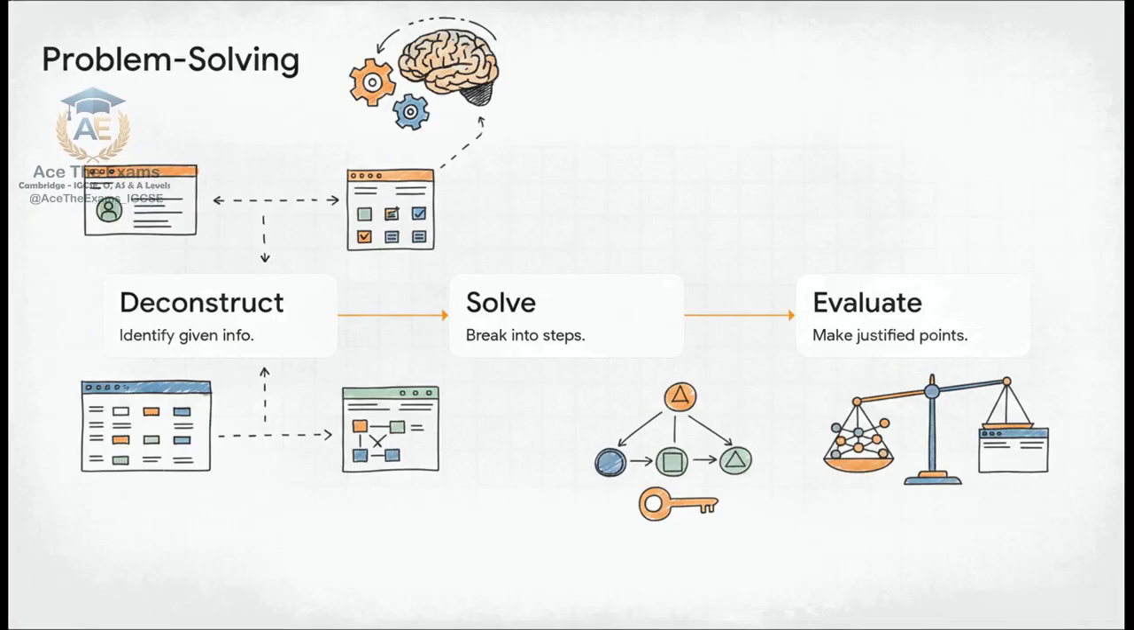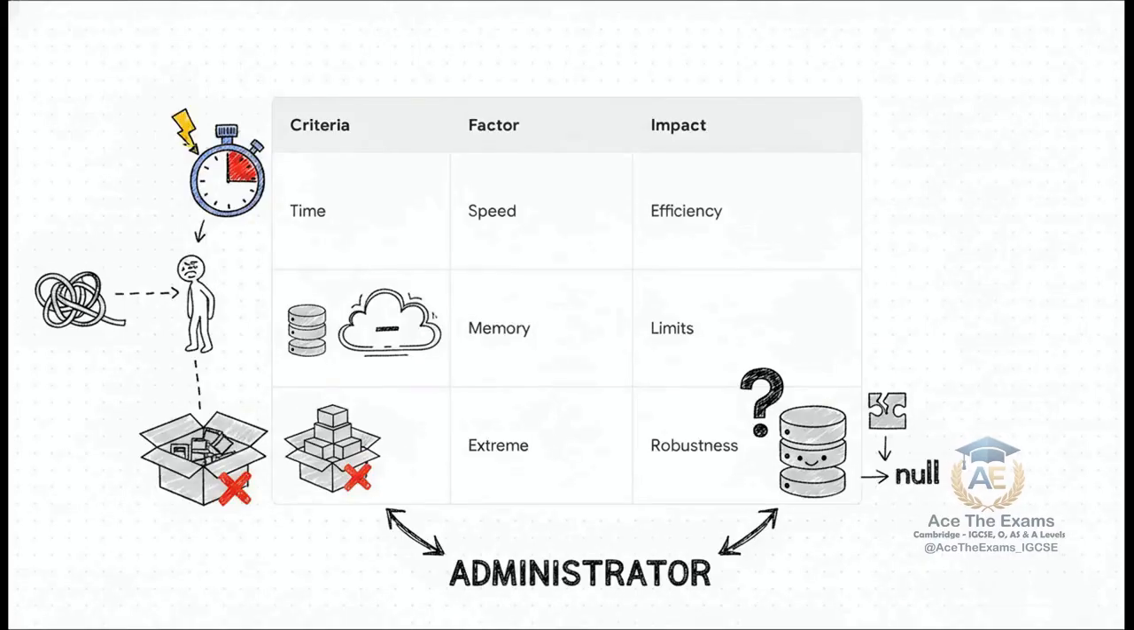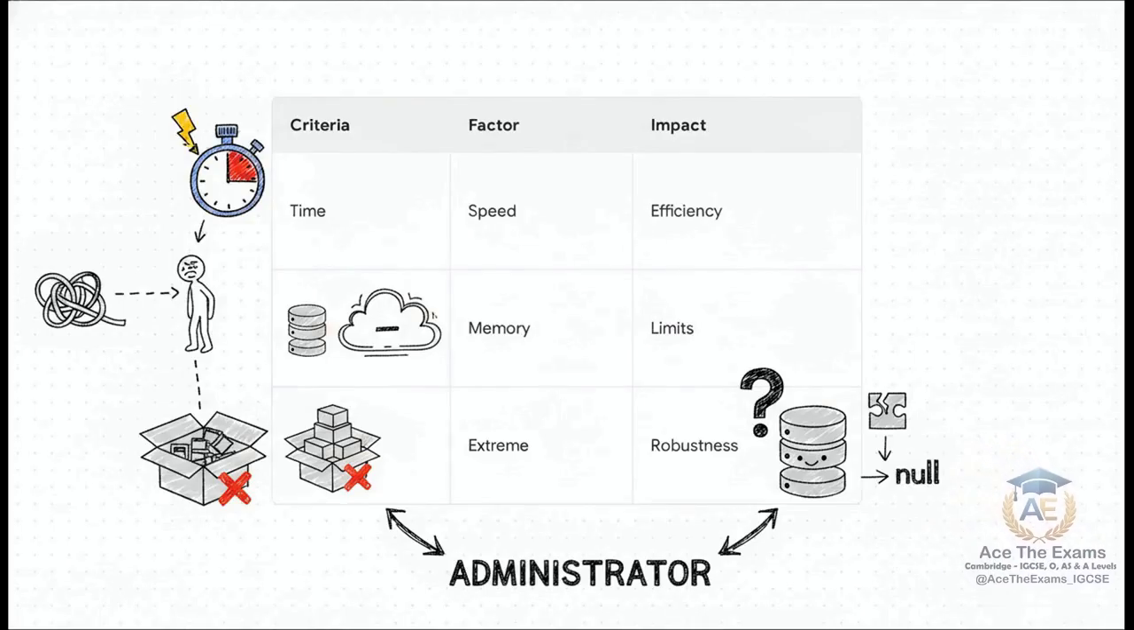Second, solve systematically by applying your normalization rules step by step, just like we discussed. And finally, evaluate. This is huge. Is the fully normalized solution actually the best for this specific scenario? Because sometimes, in real-world applications, strict 3NF can actually lead to overly complex queries. Being able to evaluate the practicality of your own design is exactly what pushes you up into those top-grade boundaries. When you reach that crucial evaluation stage, examiners expect you to critically analyze trade-offs using these 3 specific criteria.